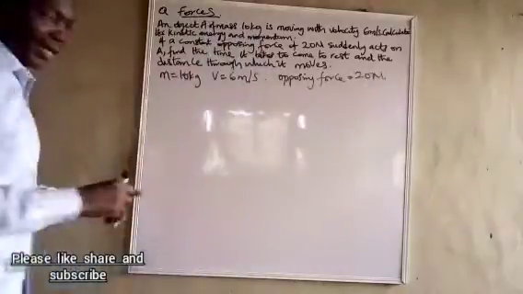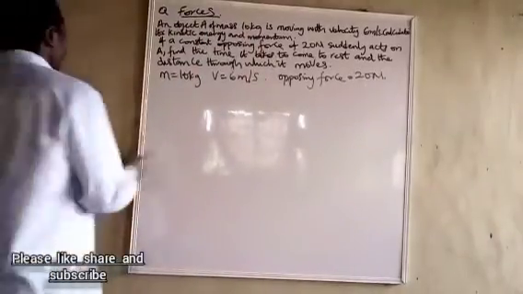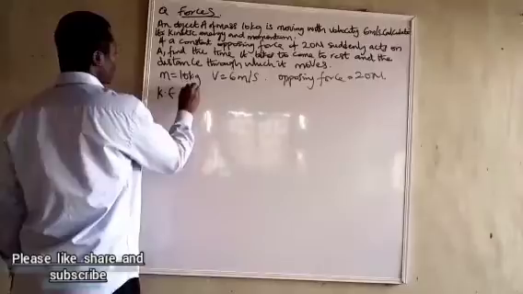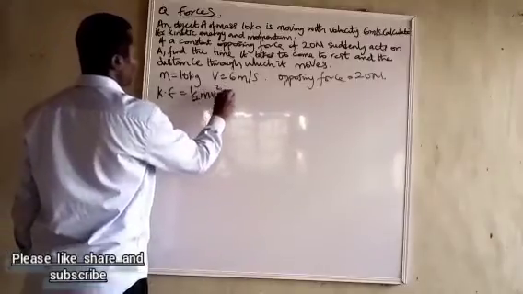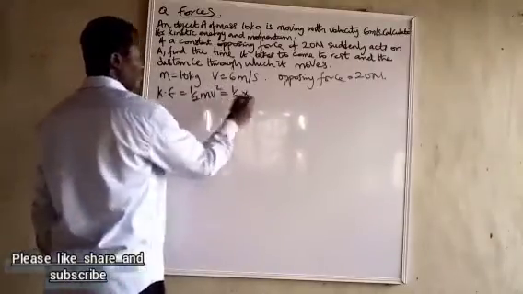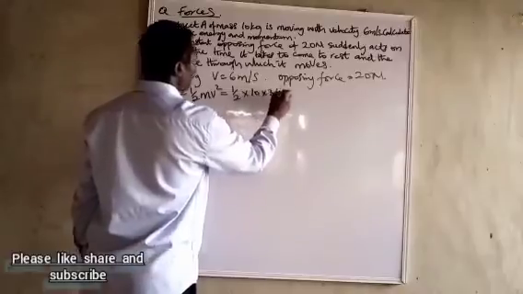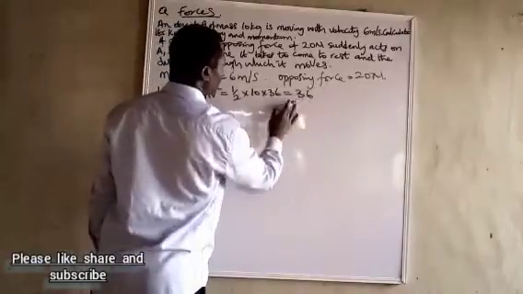Now, we have to find the kinetic energy. Kinetic energy, KE, is equal to half mv squared, and that is half times 10 times 36, and that is 36 joules. Sorry, 180 joules.